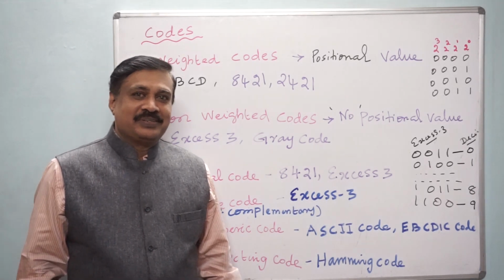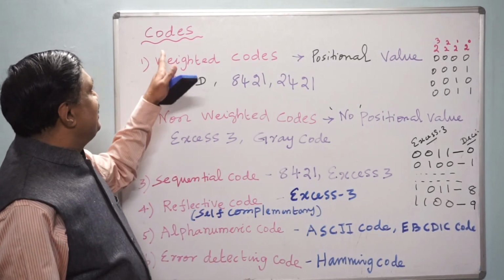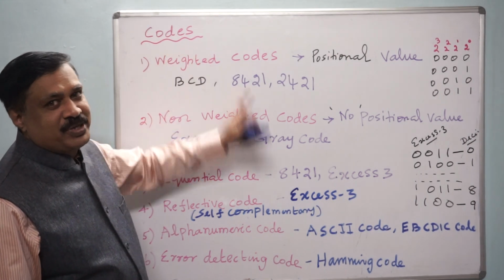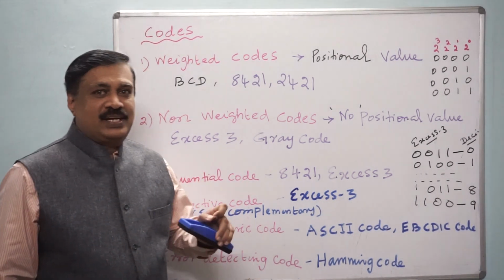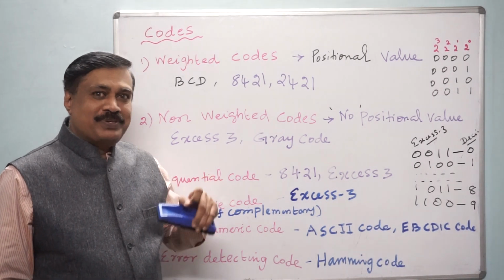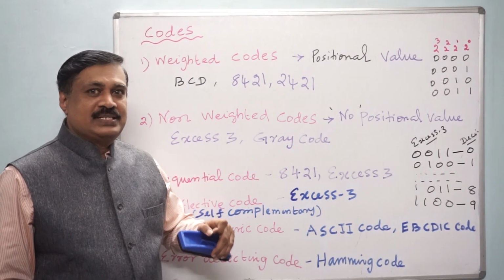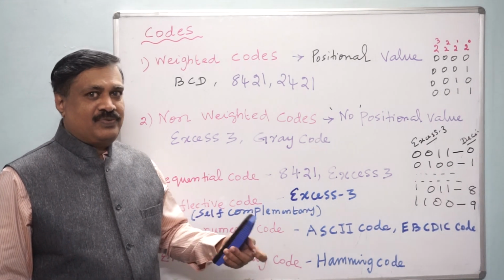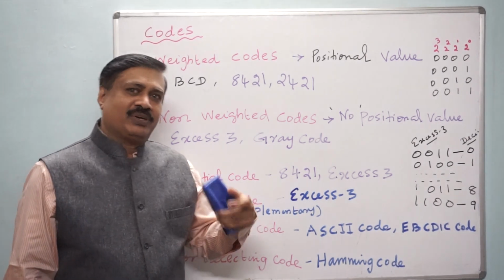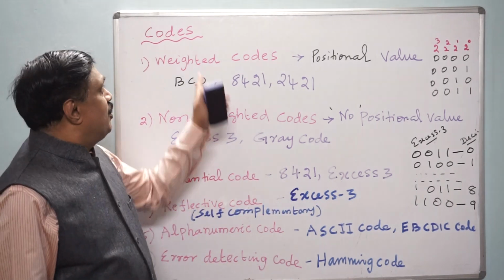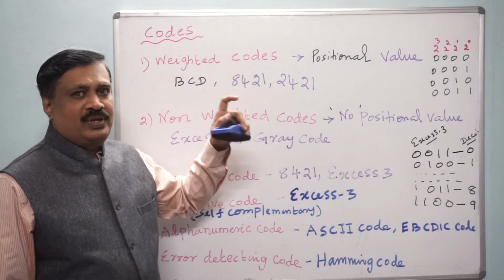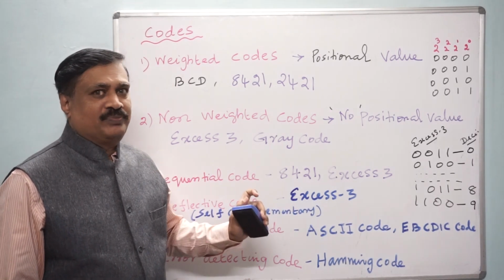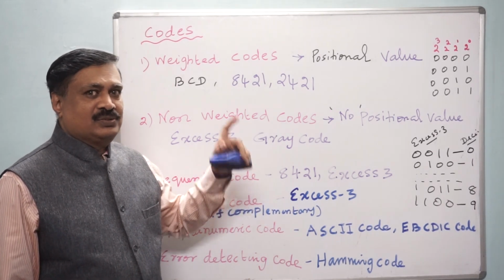Good morning. Today we are going to see codes. First, let us define what a code is. A code is a symbolic representation of some discrete information, or some information or data. It uses numbers, alphabets, and some special characters also. That is called a code.